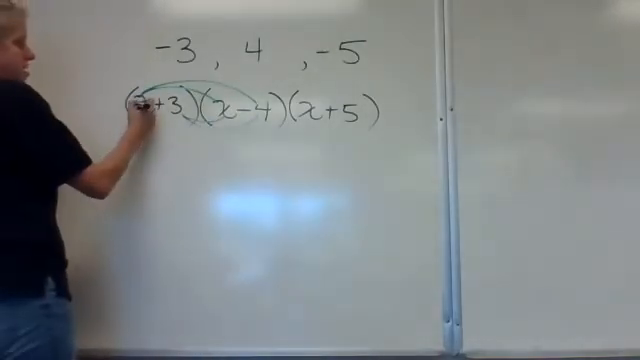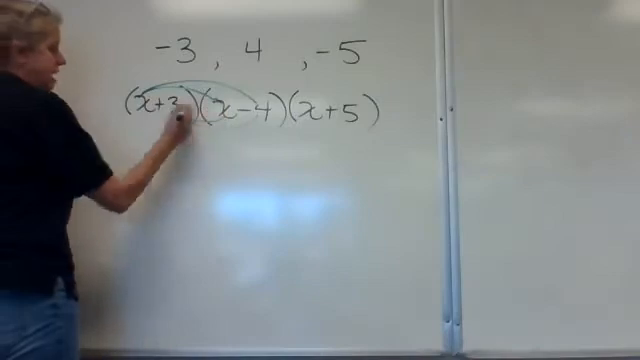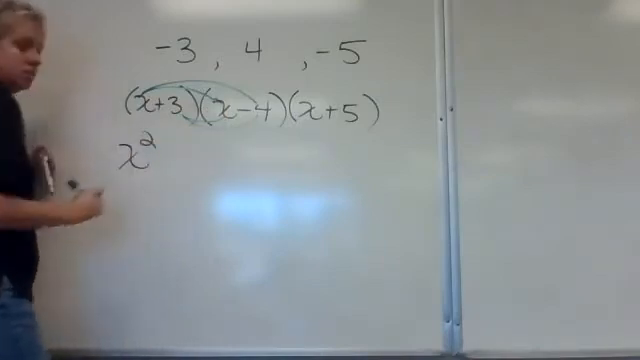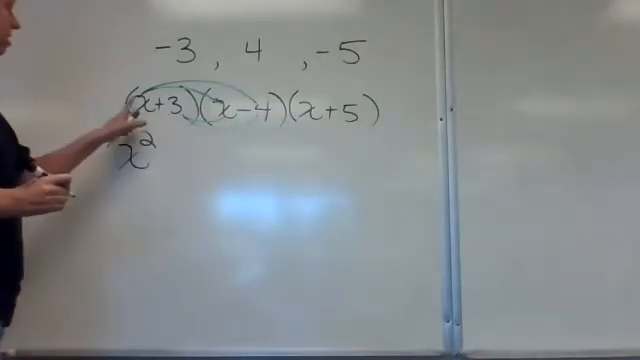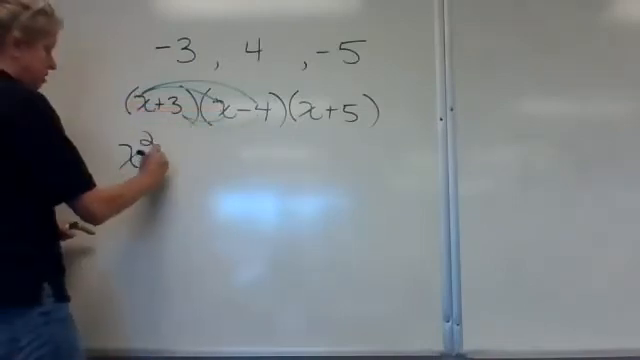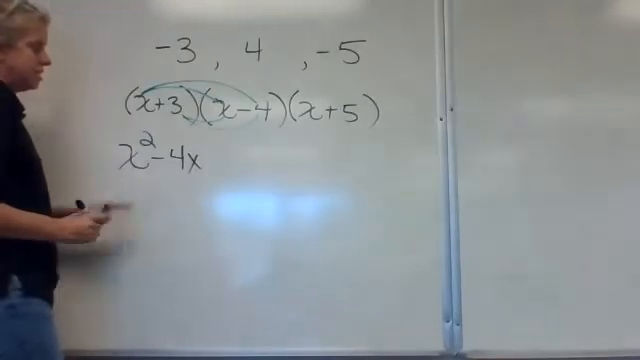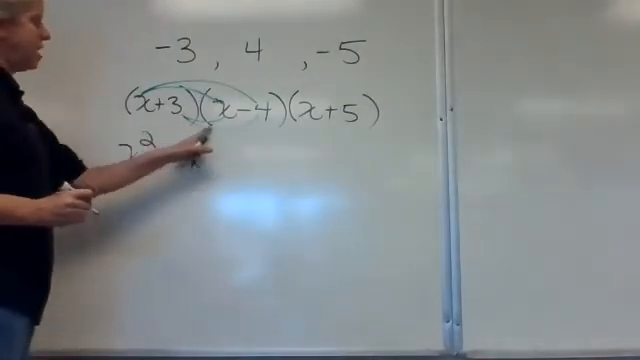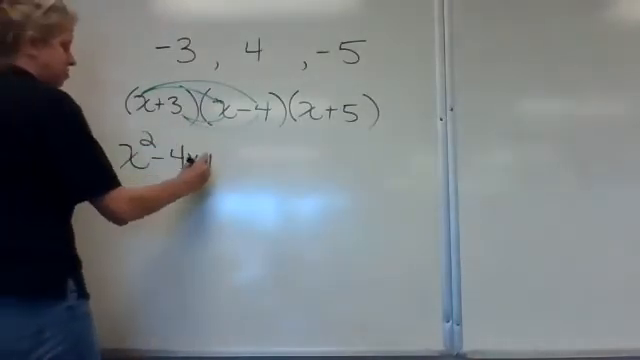So let's see. When I FOIL this, x times x gives me x squared. My outside, x times -4 gives me -4x. My inside, +3 times x is +3x.